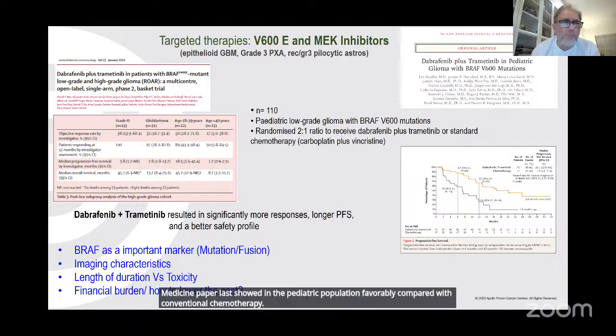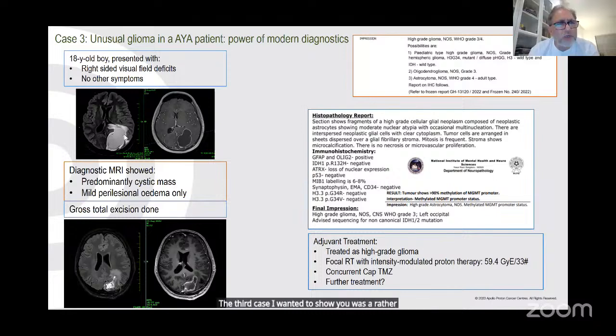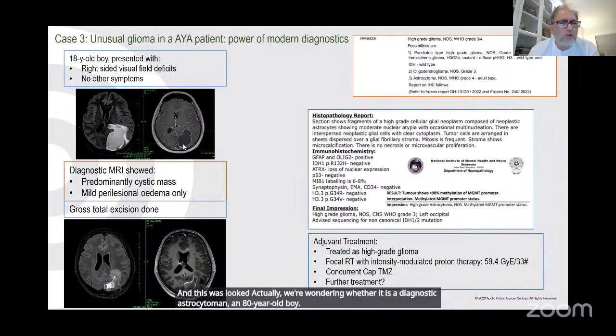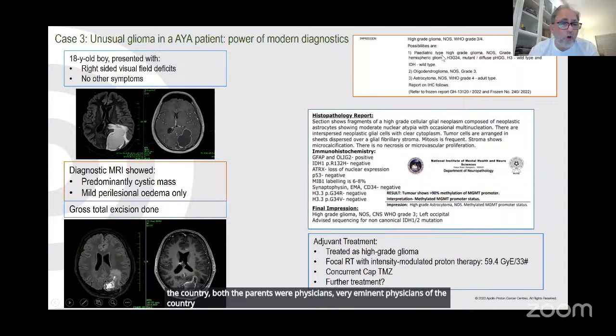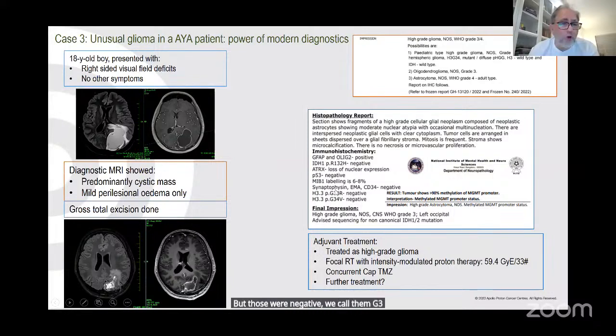The third case I wanted to show you was rather unusual. We thought it was a glioma, and we were wondering whether it was a pilocytic astrocytoma in an 80-year-old boy. Walls would be high-grade glioma. The walls were enhancing but largely cystic, and many eminent pathologists of the country, both the parents were physicians, very eminent physicians of the country, ranged from pediatric high-grade glioma to what we call diffuse hemispheric glioma, H3 G34, but those were negative. We call them G34R and G34V.